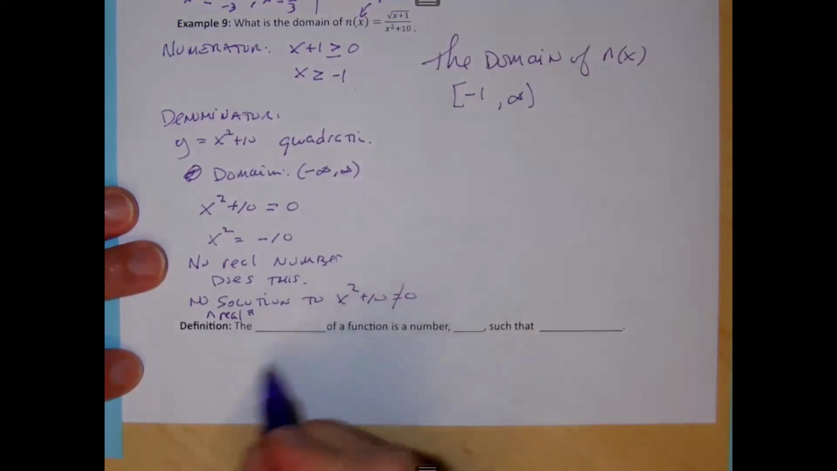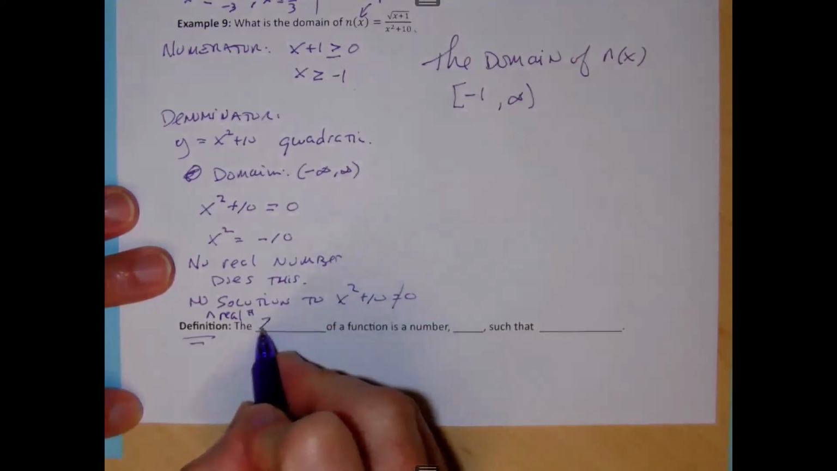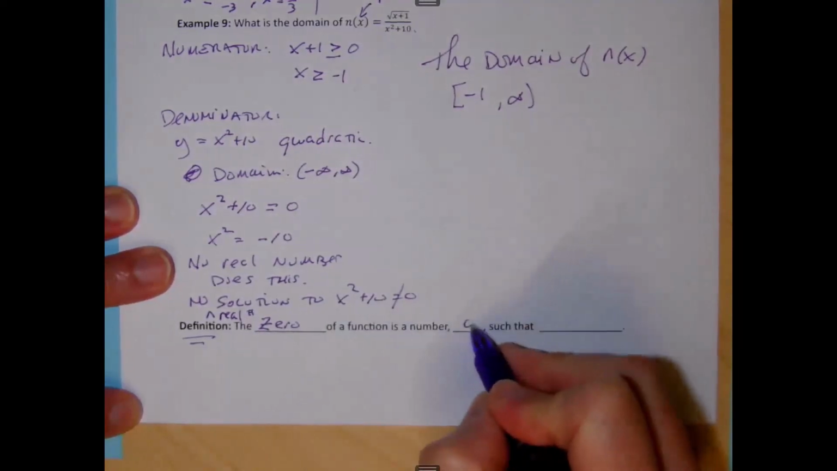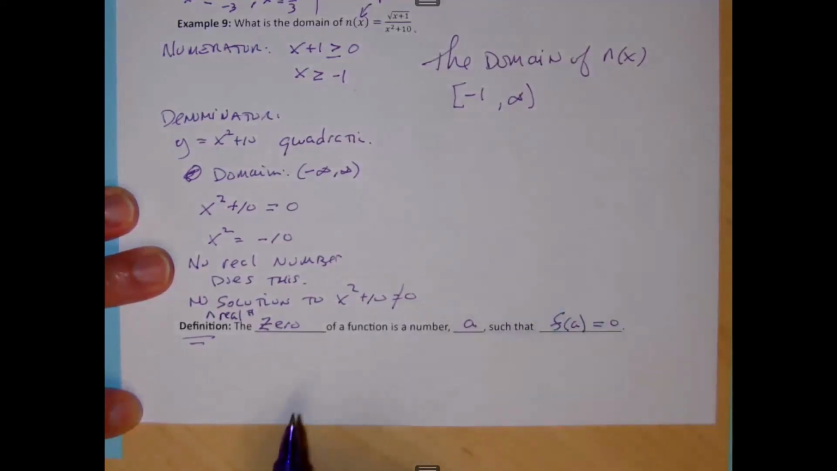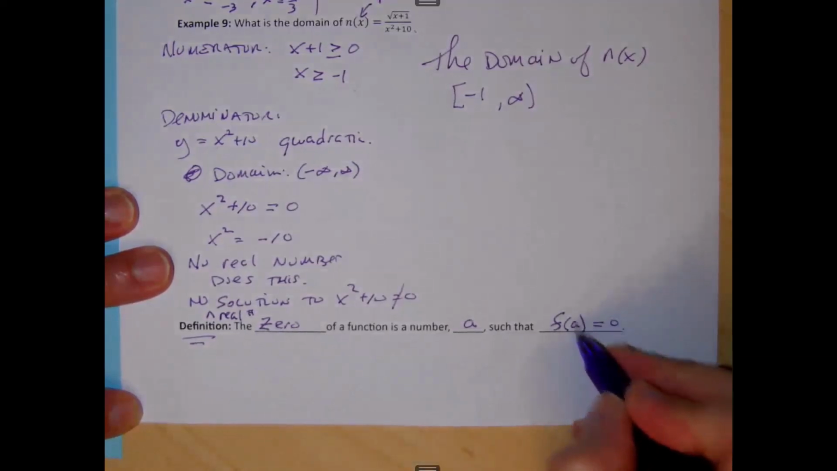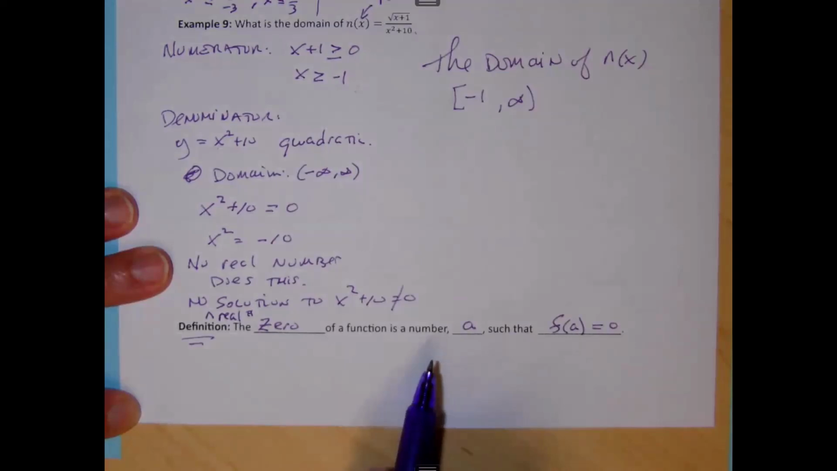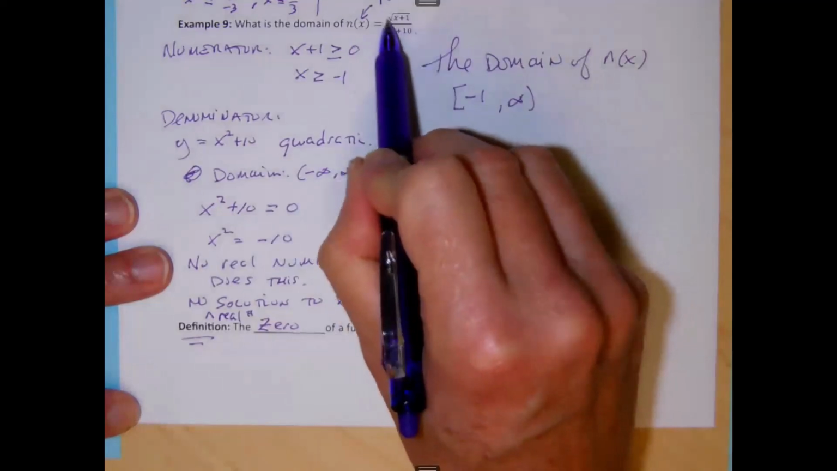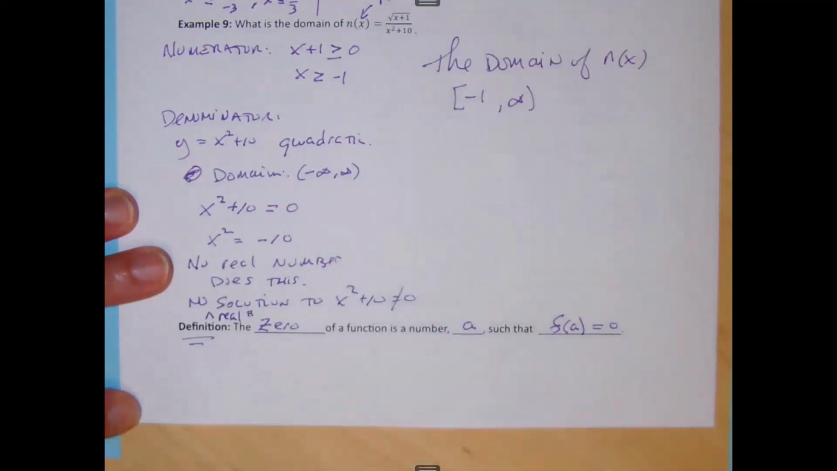Okay. Here's another fun definition that we'll see later in the course, but might as well introduce it right now. The 0 of a function is a number, let's call it a, such that f of a equals 0. So the 0 of a function is the number that produces a 0 for the output of the function. That's what the 0 is. Okay. So for example, -1 for this radical is the 0 of this numerator function, because its output will become a 0.